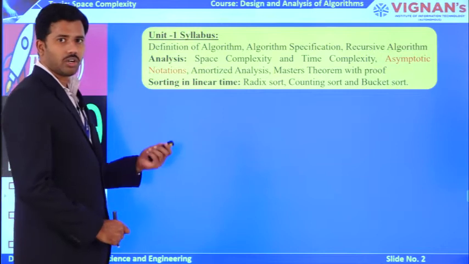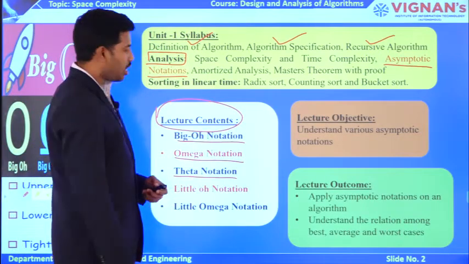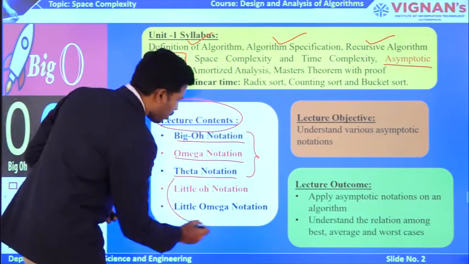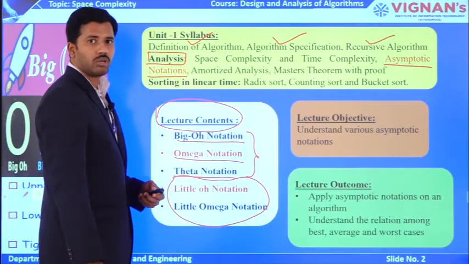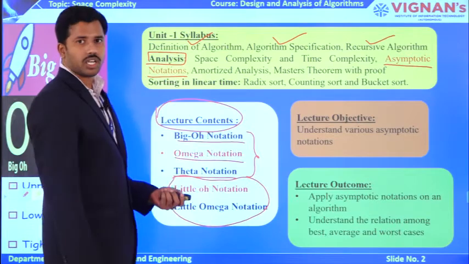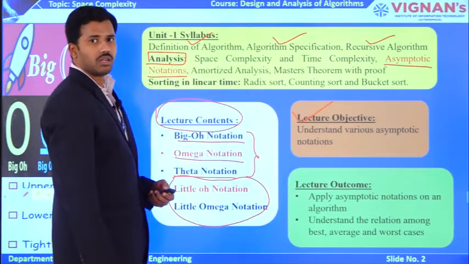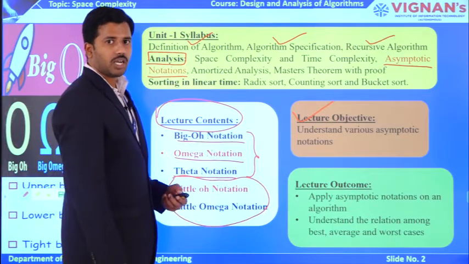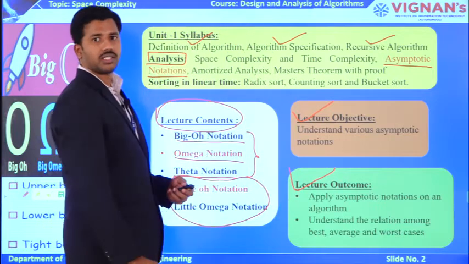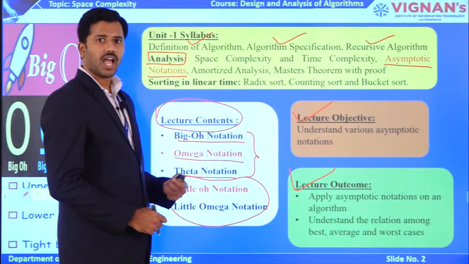Now, this is going to be your unit 1 syllabus notation which defines the average cases. In addition to these 3 cases, we are going to have 2 more extra notations: little omega as well as little o. The main outcome of this lecture is that you will understand various notations to measure the performance of an algorithm, and be able to understand the relationship among worst, best as well as average cases.